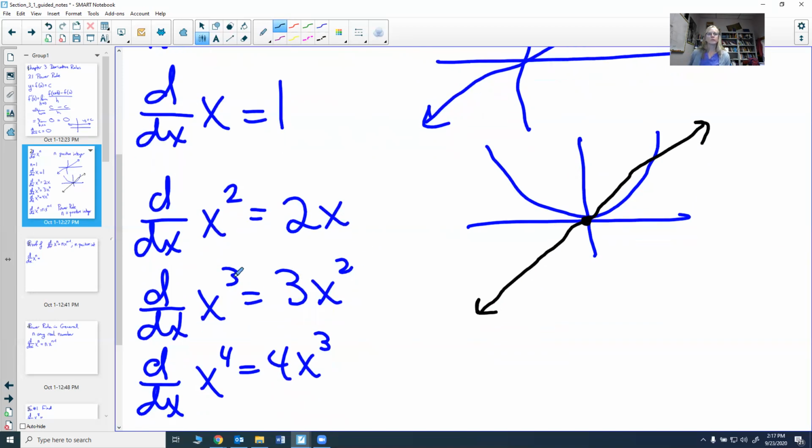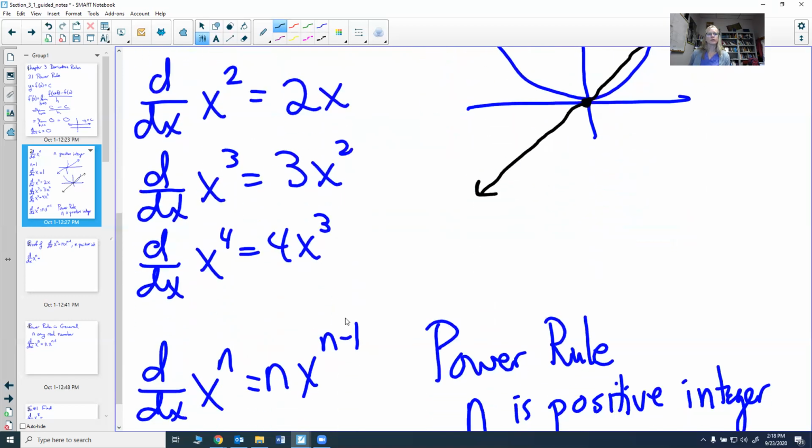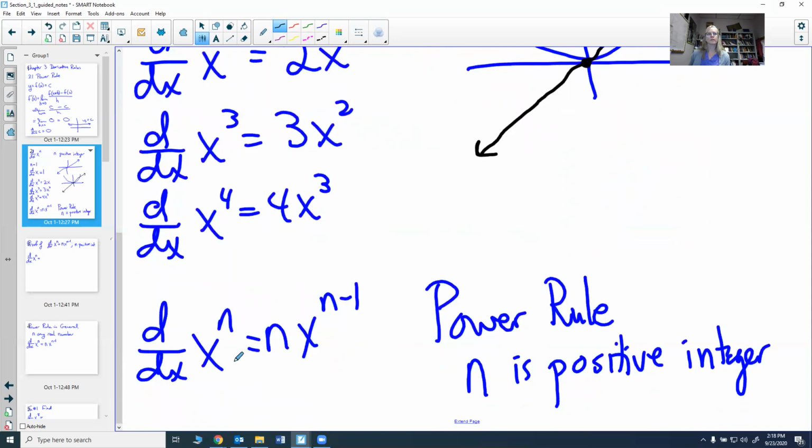The derivative of x cubed is 3x squared. The derivative of x to the fourth is 4x to the third. This is known as the power rule. The power rule says the derivative of x to the n is n times x to the n minus 1. Notice all these powers got less by 1. So we brought the power down. Notice the derivative of x cubed was 3, so we brought that power down and then reduced the power by 1. This is for when n is a positive integer.